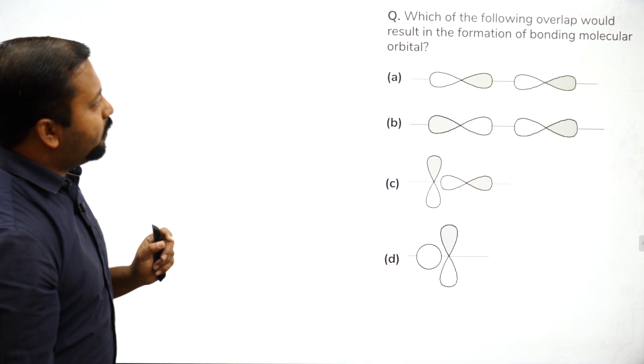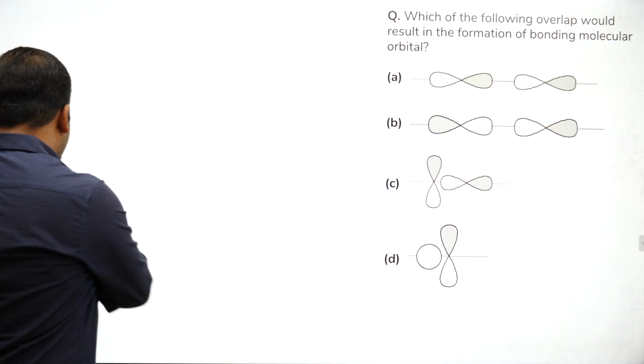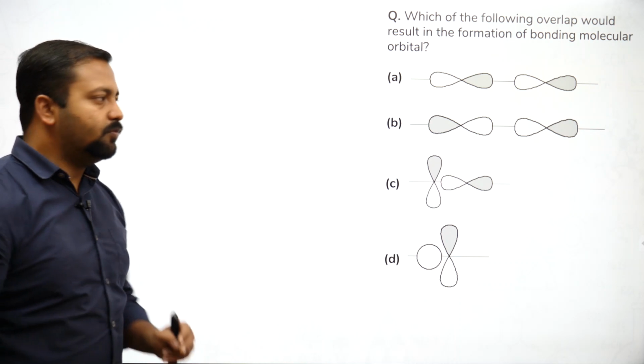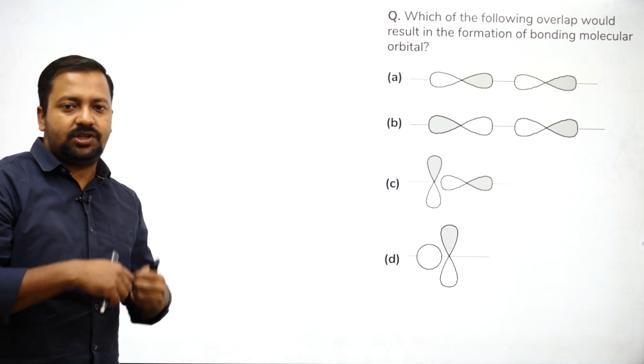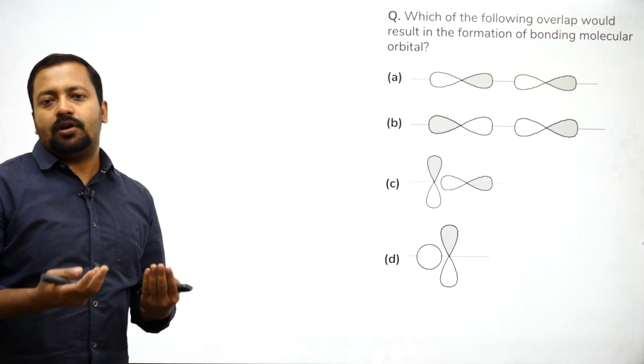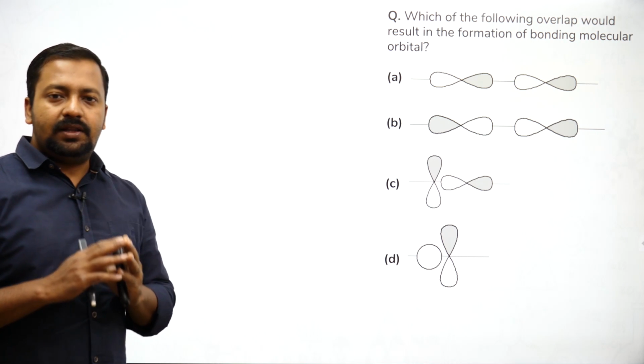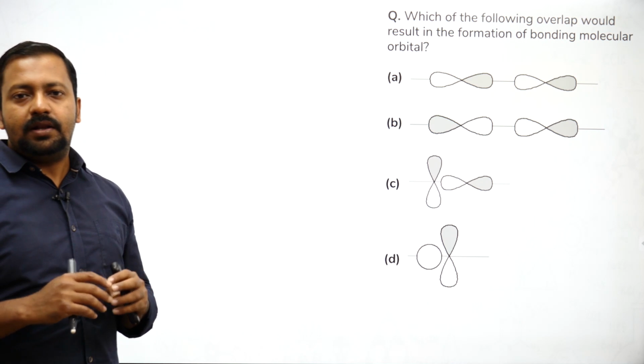Which of the following overlaps would result in the formation of a bonding molecular orbital? Now what is the meaning of a bonding molecular orbital? Bonding molecular orbital is friendship, and anti-bonding molecular orbital is like dushmani, like enmity. So bonding molecular orbital is favored and anti-bonding molecular orbital is not favored.